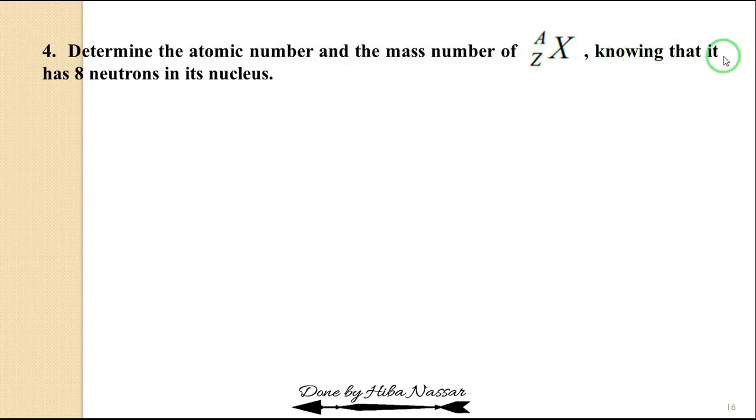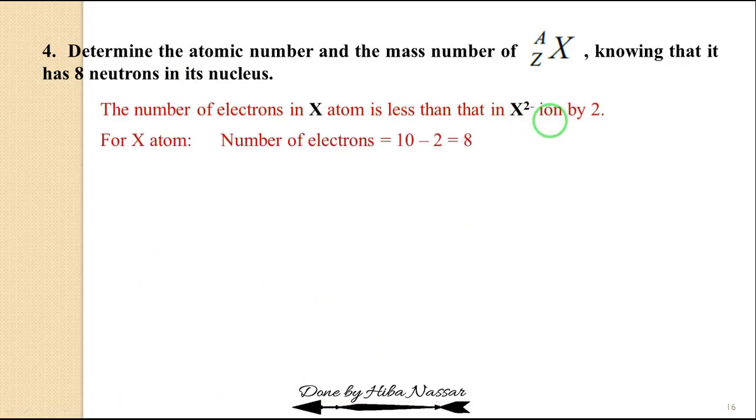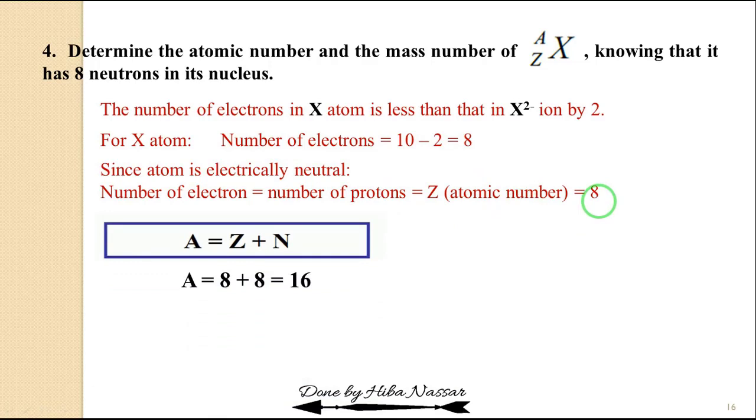Now, for question number 4, determine the atomic number and the mass number of the initial atom XAZ, knowing that it has 8 neutrons in its nucleus. The number of electrons in X atom is less than that in X2- ion by 2. So we can say that for X atom, number of electrons equal 10 minus 2 is equal to 8. Since an atom is electrically neutral, number of electrons equal number of protons, it's equal to the atomic number, it's equal to 8. For the mass number, we will use the relation A equal Z plus N, so it will be equal to 16.